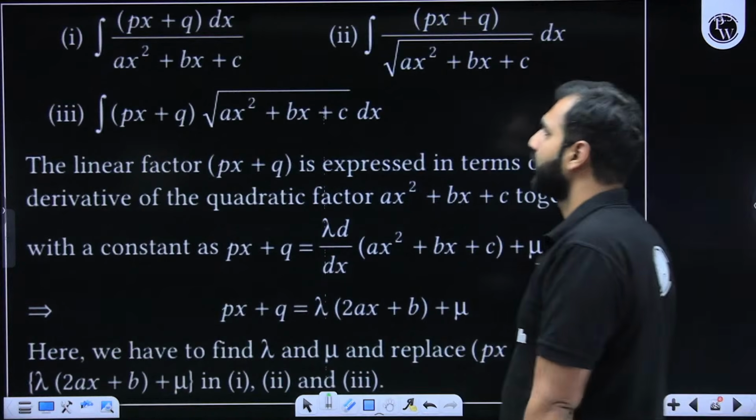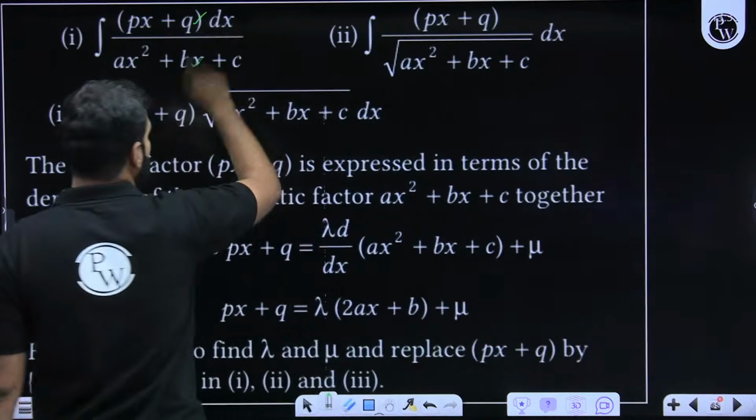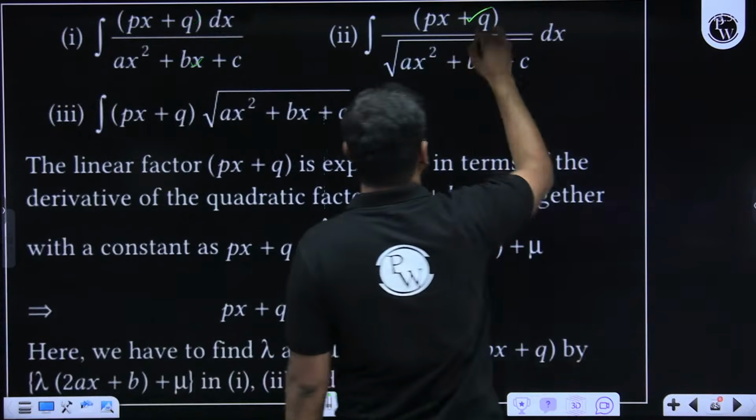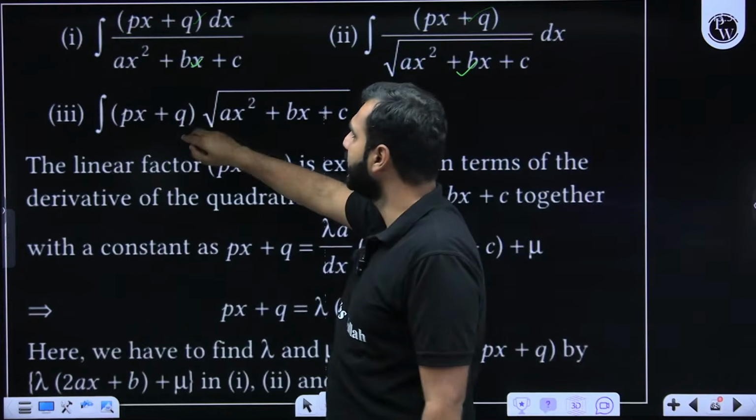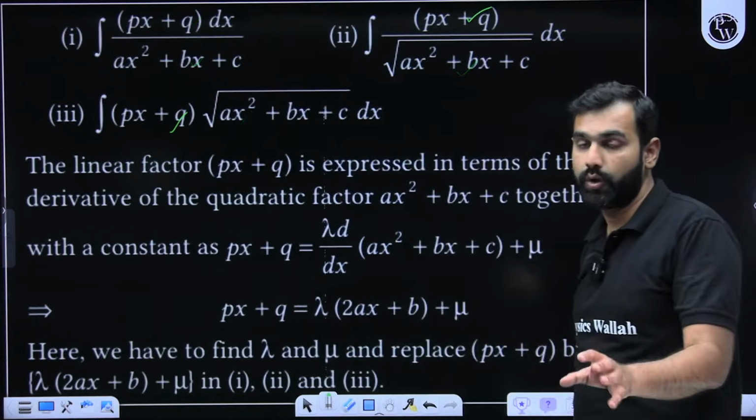This category. Here you are seeing a linear upon quadratic, or a linear upon under root over quadratic, or a linear into under root over quadratic. What do you do here?